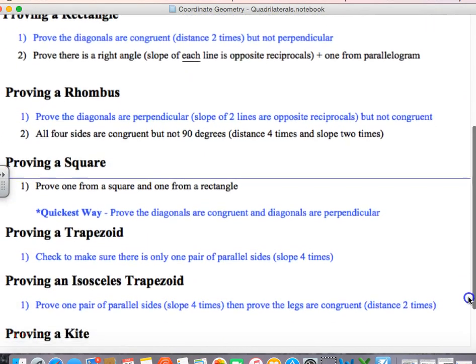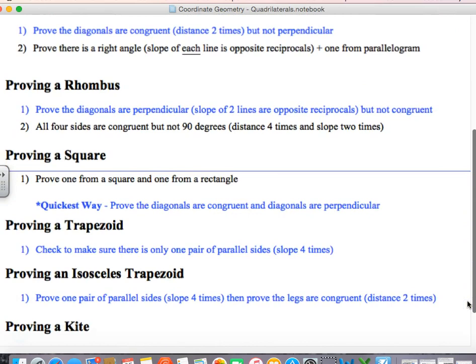Okay, so also for a rhombus, you can just prove the diagonals are perpendicular. So all you got to do is show the slopes of 2 lines are opposite reciprocals. Okay, but you got to make sure they're not congruent. So you got to show the distances are different. Or you can do all 4 sides are congruent, but not 90 degrees. So you got to do distance formula 4 times and slope twice, which can be a lot.